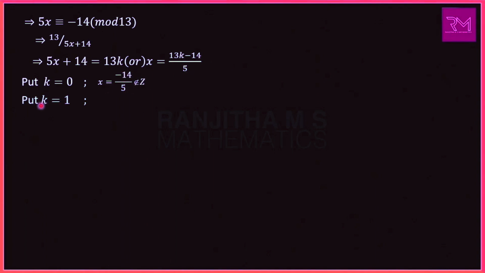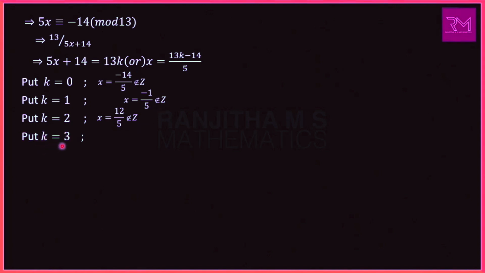So substitute k value 1. If we substitute k value 1, that is 13 into 1 is 13. 13 minus 14 is minus 1 by 5. Therefore x is equal to minus 1 by 5 does not belong to the integers Z. Next you have to put k equal to 2. If we substitute k value 2, 13 into 2 is 26. 26 minus 14 is 12 divided by 5. Therefore x is equal to 12 by 5 does not belong to the integers Z.